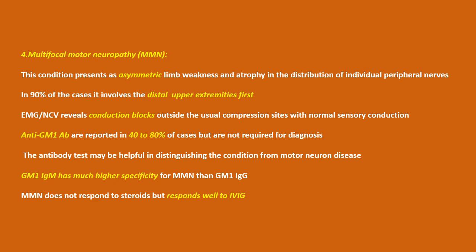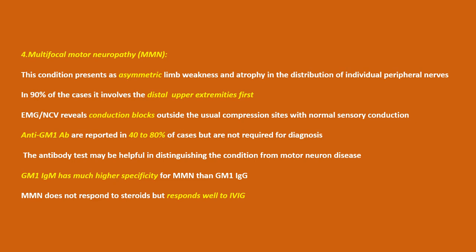Multifocal motor neuropathy, or MMN. This condition presents as asymmetric limb weakness and atrophy in the distribution of individual peripheral nerves. In 90% of the cases, it involves the distal upper extremities first. EMG and nerve conduction study reveals conduction blocks outside the usual compression sites with normal sensory conduction.